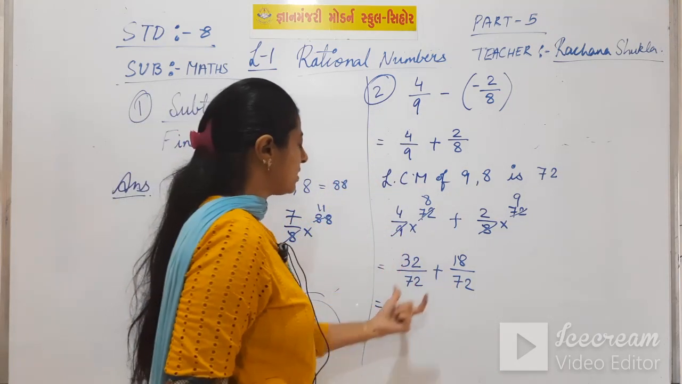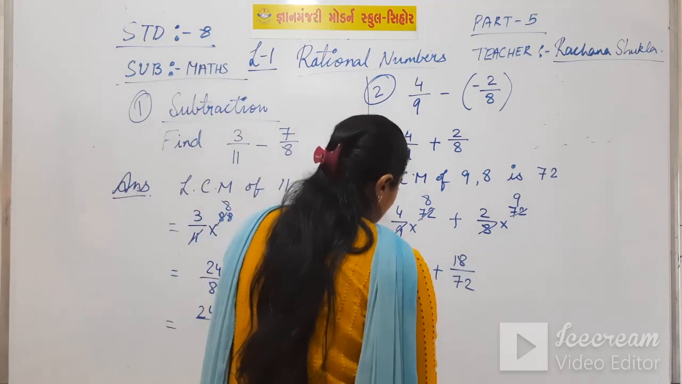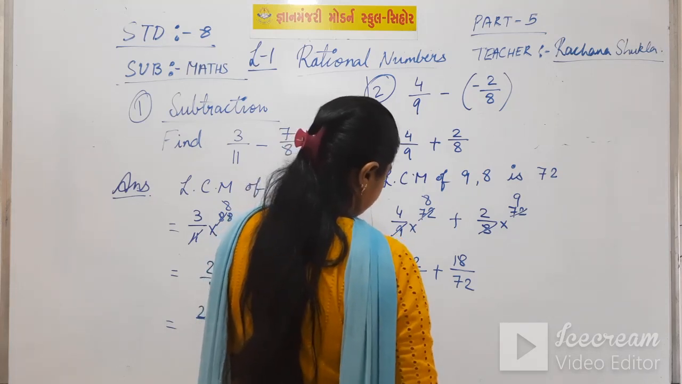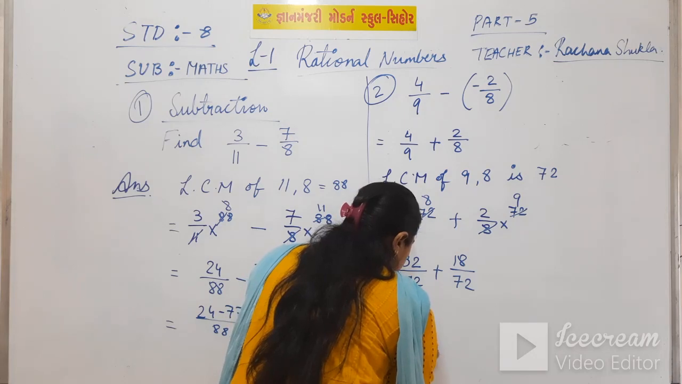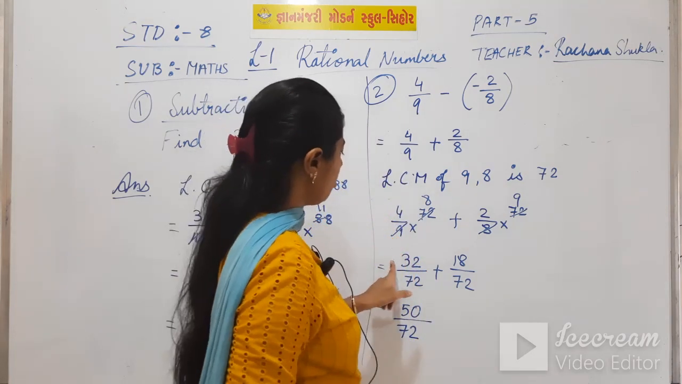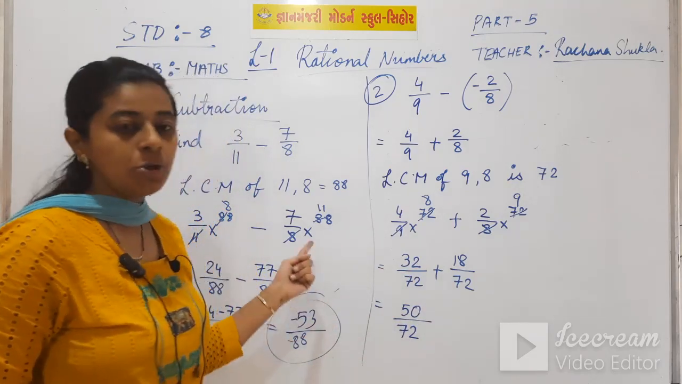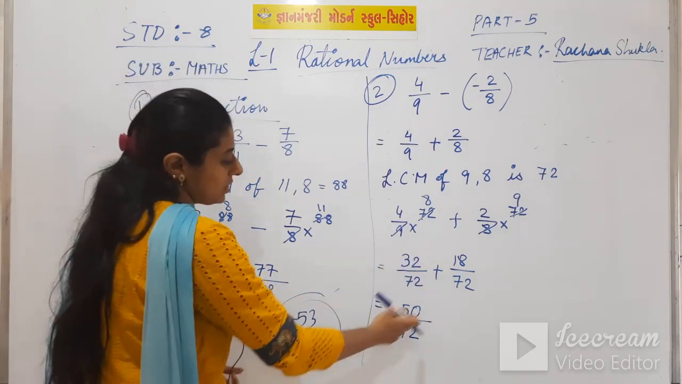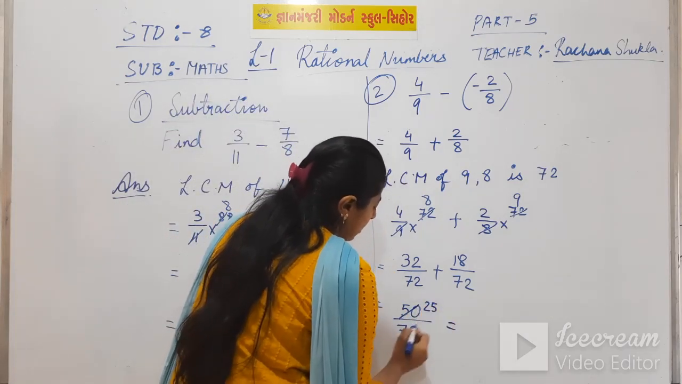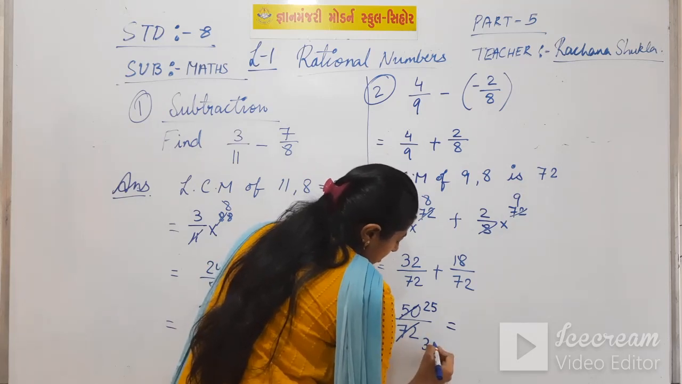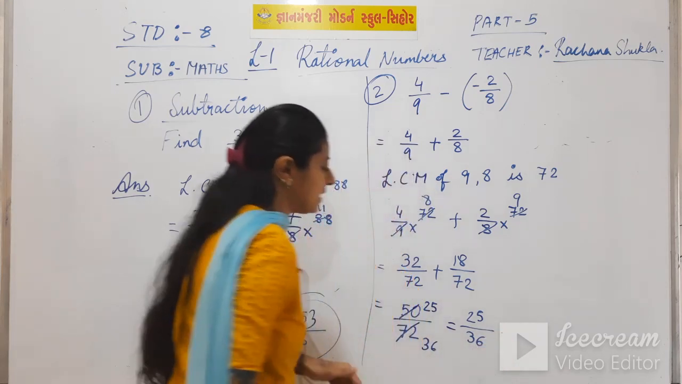Then add both these terms. What answer will you get? 32 plus 18 upon 72. 32 plus 18 is 50 upon 72. And if you want to reduce the term, you can divide by 2. 2 25s are 50 and 2 36s are 72. So your answer will be 25 upon 36.